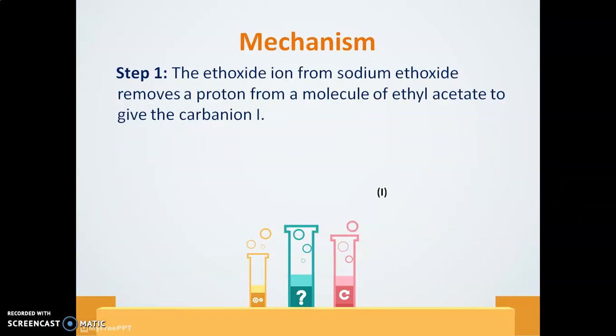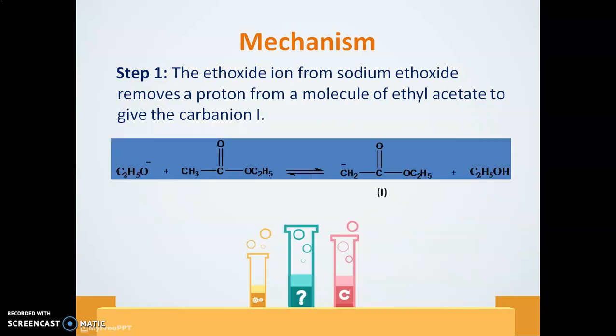Mechanism. Step 1. The ethoxide ion from sodium ethoxide removes the proton from a molecule of ethyl acetate to give carbanion 1. We can see here sodium ethoxide will dissociate to form Na+ and C2H5O-. This ethoxide ion will remove the proton from here and it is going to give us carbanion 1.